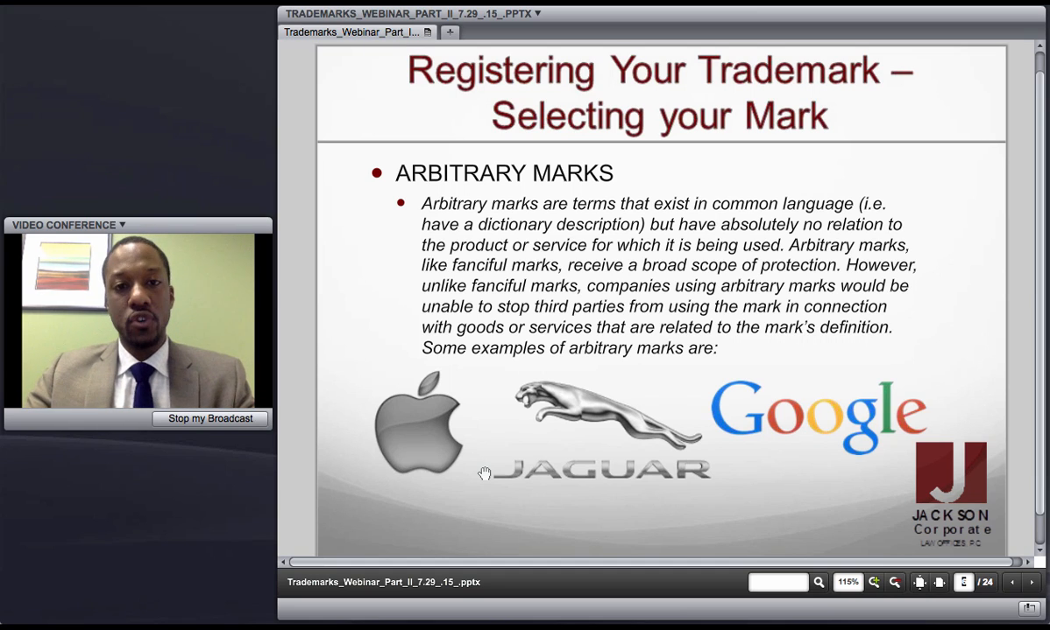This is the second strongest type of trademark. Unlike a fanciful mark, if you have an arbitrary mark, you can't stop someone else from using that mark in connection with the goods or service that the definition of the word actually identifies. So Apple, the technology company, can't stop an actual Apple farm or Apple production company that's in the fruit business of producing apples. So arbitrary marks and fanciful marks are the top two types of marks, and they receive the greatest amount of strength from a legal standpoint.